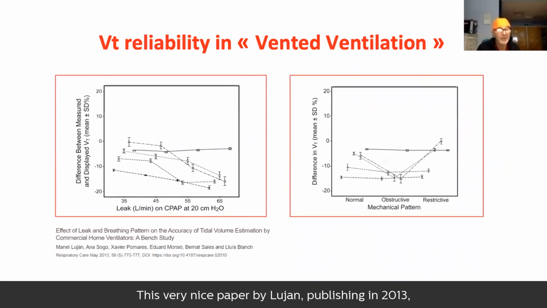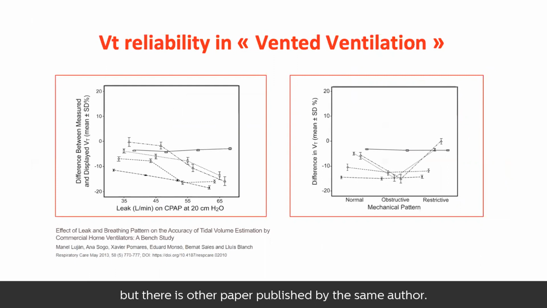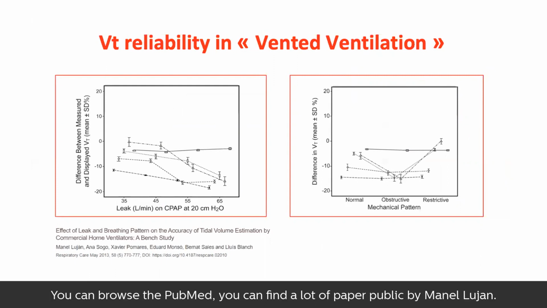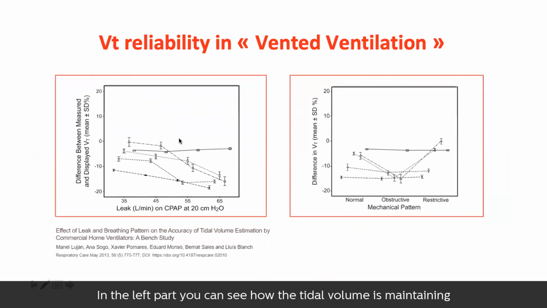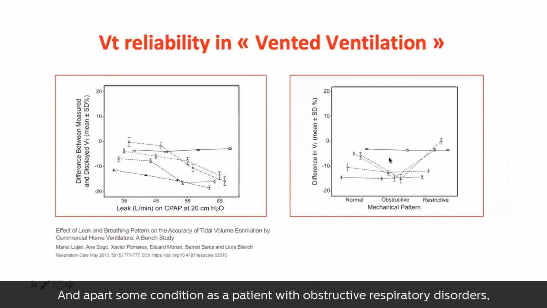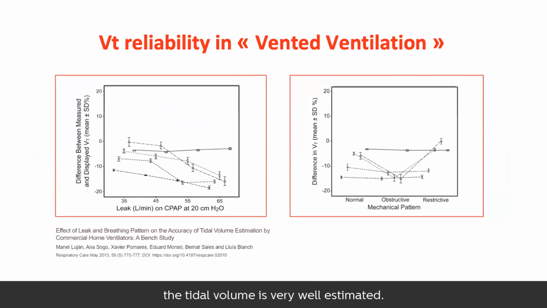This is a very nice paper by Lujan, published in 2013, but there are other papers published by the same author. You can browse PubMed, you can find a lot of papers published by Manel Lujan. And very interestingly, as you can see on the left part and the right part of the pictures, in the left part you can see how the tidal volume is maintained even with big differences in leaks, up to 45 liters per minute. And apart from some conditions, such as patients with obstructive respiratory disorders, the tidal volume is very well estimated.